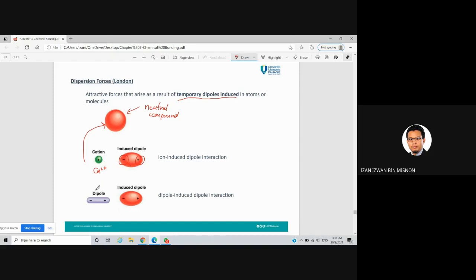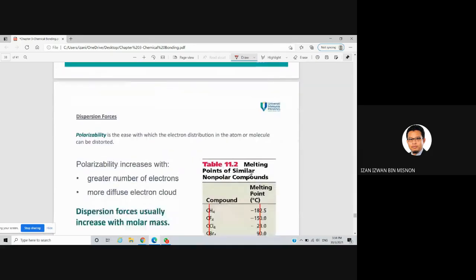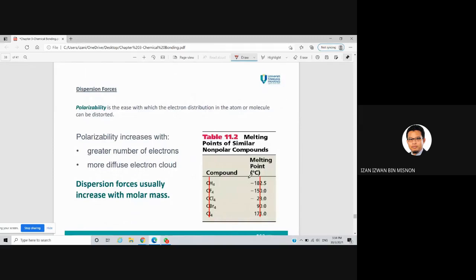The next one, if we have a polar molecule or polar compound. Since a polar compound already contains polarity, meaning a delta negative region and a delta positive region, it will also induce the neutral compound to have a negative or positive region from its neutral condition. Again, we need to remember that this only happens temporarily and not permanently.